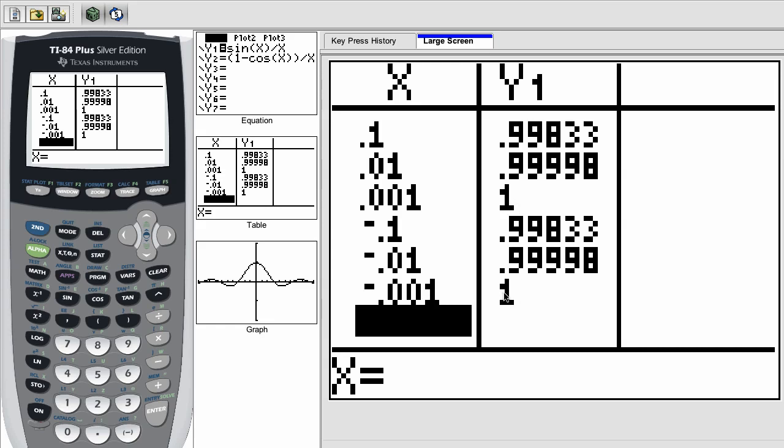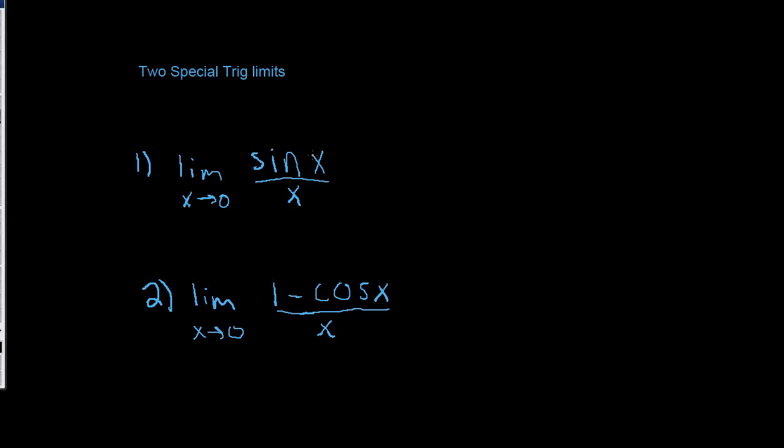Okay, so this limit then, just based on the graph and the numerical analysis, tells us that that limit is 1. Okay, jumping back, let's go ahead and look at the second example here.